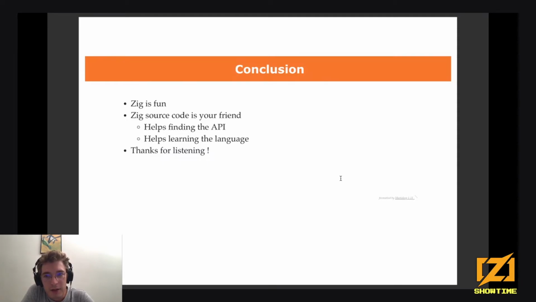I also think that the Zig source code is pretty great. The standard library is way better than the automatically generated documentation. And it's also a good source if you want to learn the language. And yeah, that's all for me. Thanks for listening, and I'll be happy to take some questions.